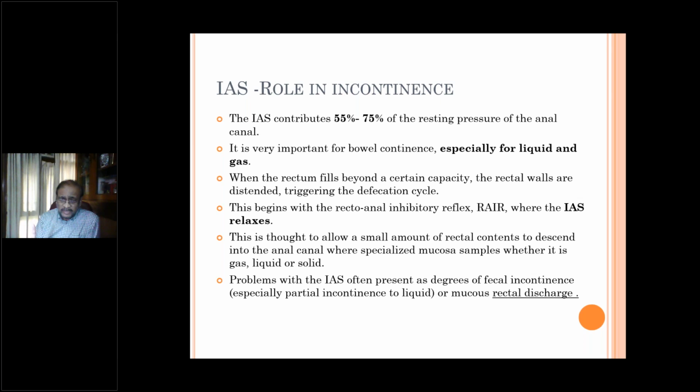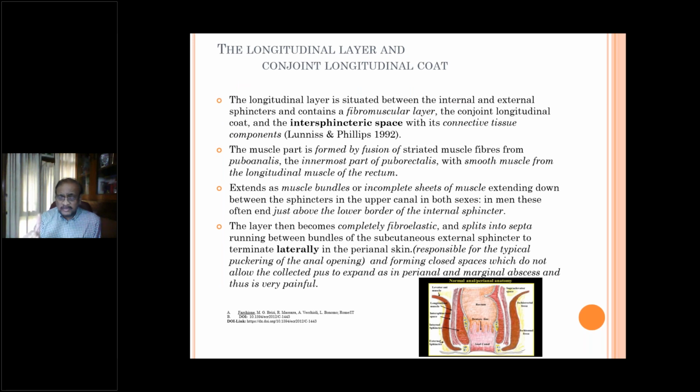And that is why if we have a problem with the IAS, it presents as a degree of fecal incontinence, especially incontinence to liquids or mucous rectal discharge. That means your IAS is not working properly. The sample which was sent had some amount of liquid in it. The anus relaxed under the pretext that it's probably sending out gas, but it also passed some amount of liquid, right? So that is the incontinence with the IAS problem.